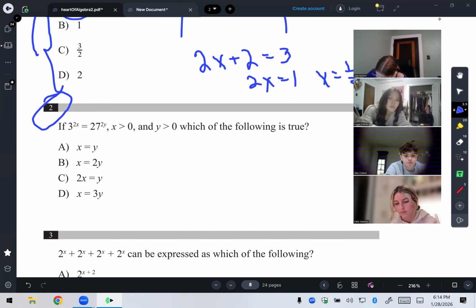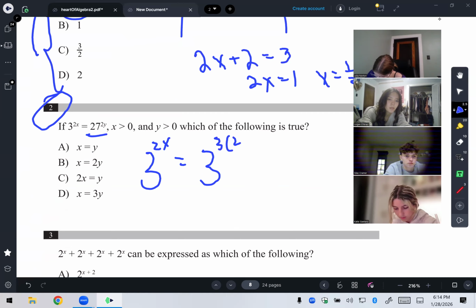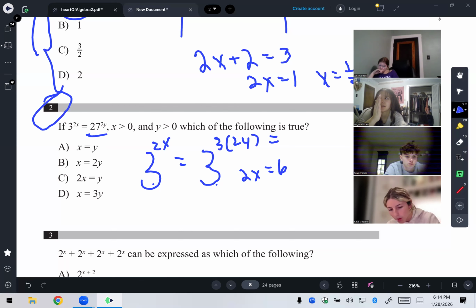So if I have 3 to the 2x, I know 27 is 3 cubed to the 2y. So now I have the same bases. I can set the exponents equal to each other. That'll give me 2x equals 6y. Now I'm in the home stretch. I just divide everything by 2, and x equals 3y.